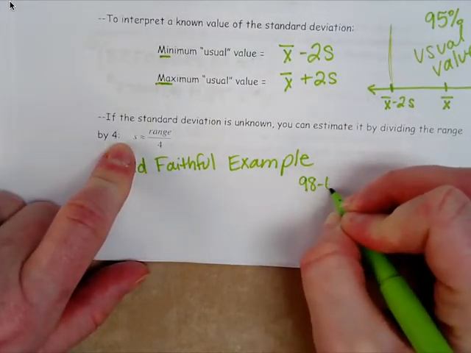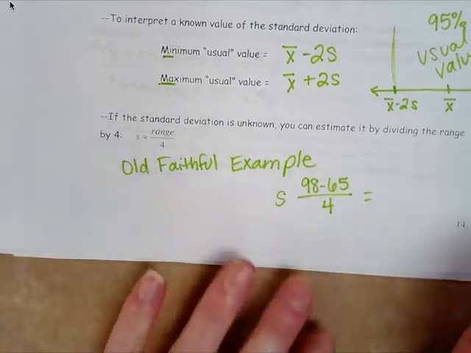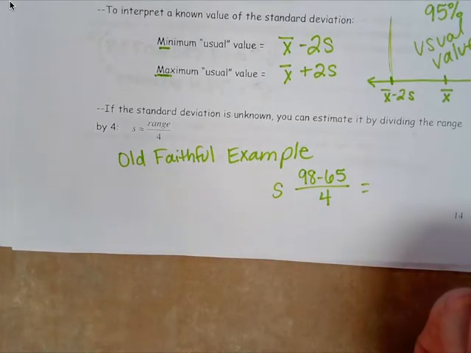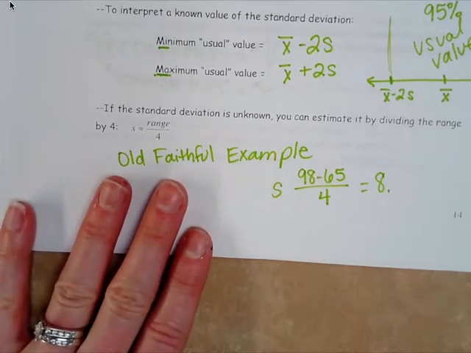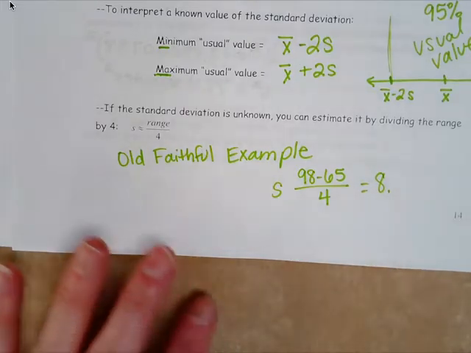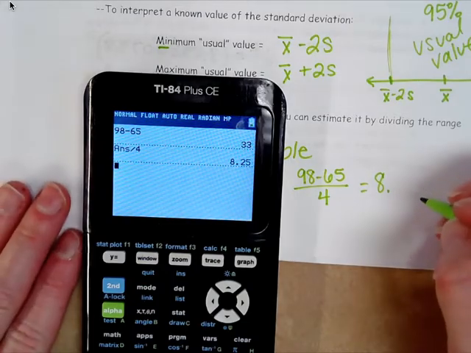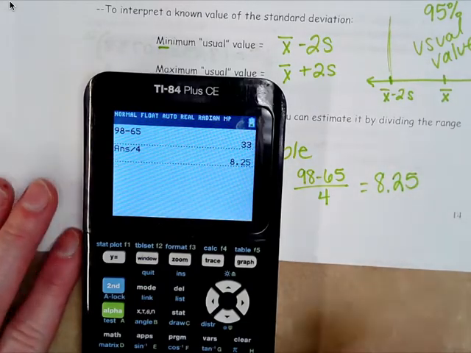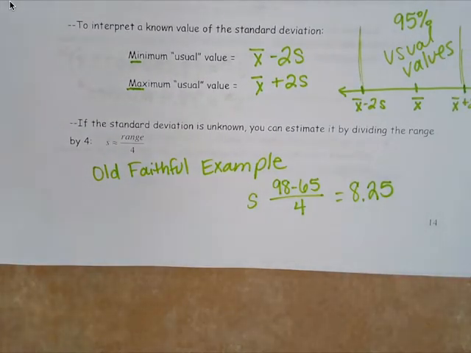And what does that come out to? 8.5. I got 8.25. Or no, I made a mistake, I did 64. Oh, okay. Yeah, so 8.25 is the estimate for standard deviation without knowing any other values.